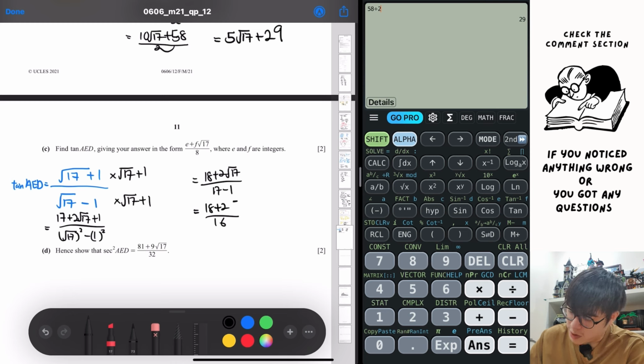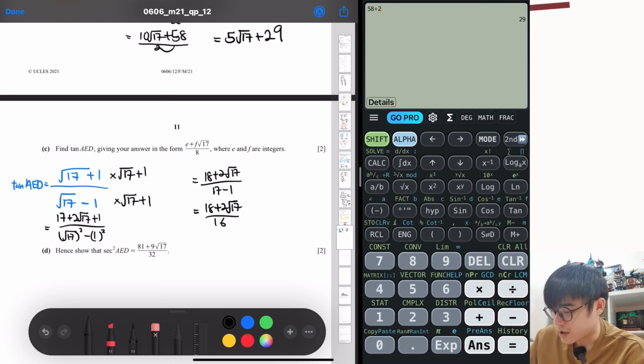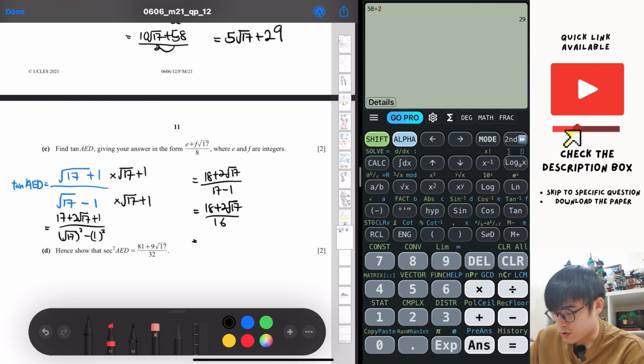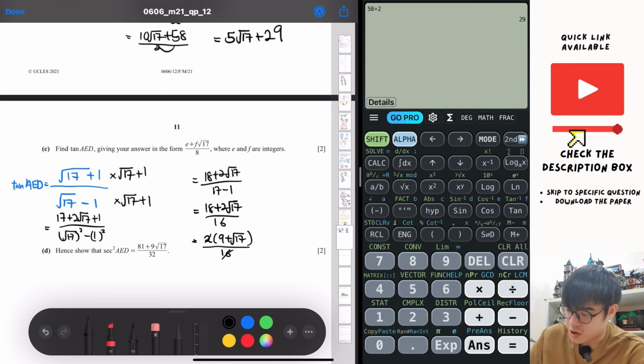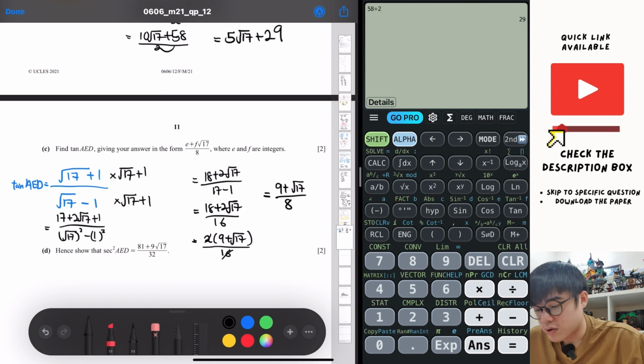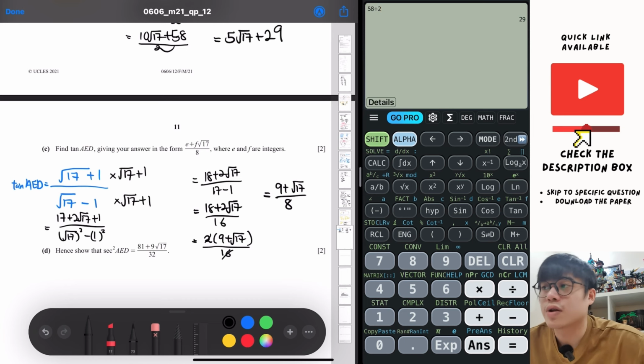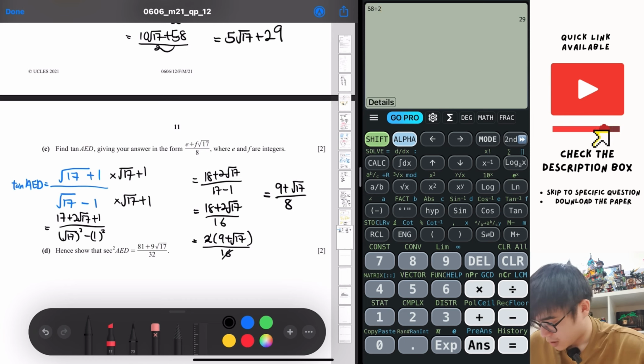To fulfill the condition of having 8 as a denominator, I'm required to extract 2 from the numerator part. Then after the simplification, you will get your final answer as this. And your 9 square root 17 over 8 will be your final answer.